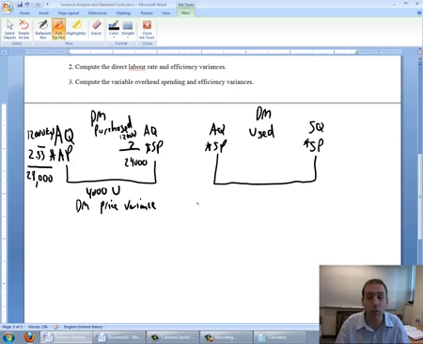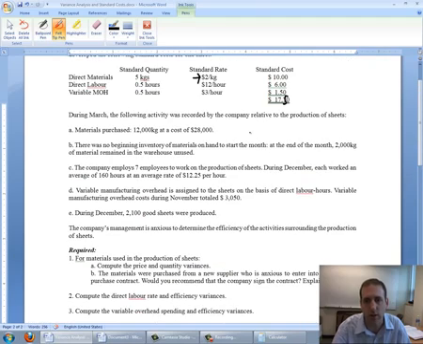All right, so we've computed our price variance. Let's move over and compute our quantity variance. Our actual quantity, I might say, oh, AQ is 12,000. Well, no, wait a minute now. This is for direct materials used. So how much direct material did I use?